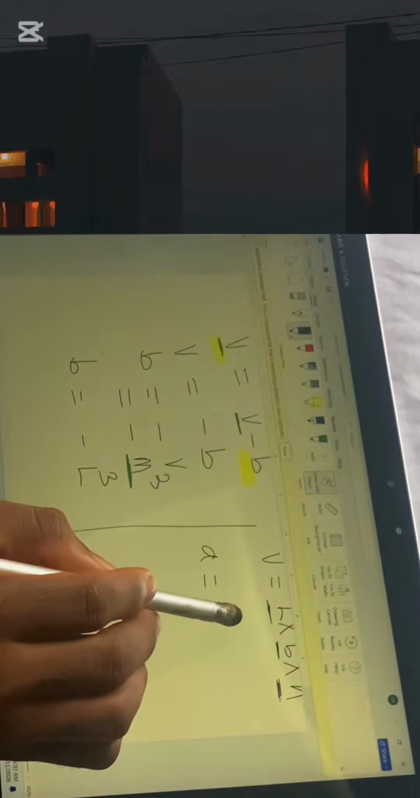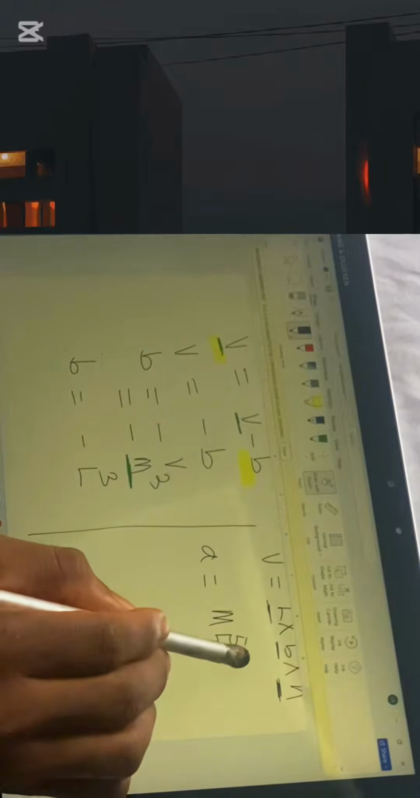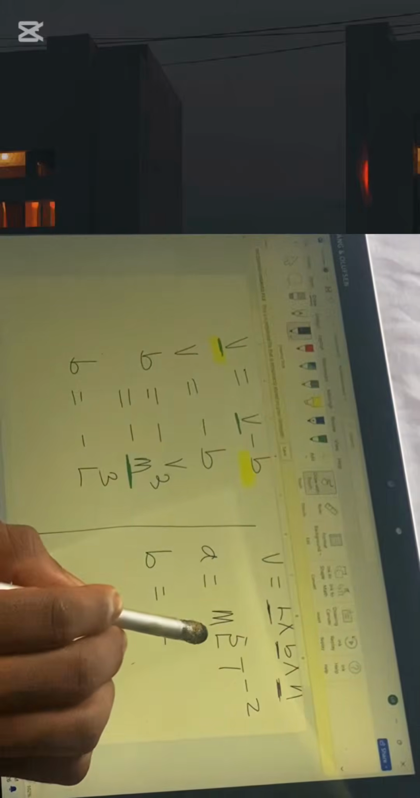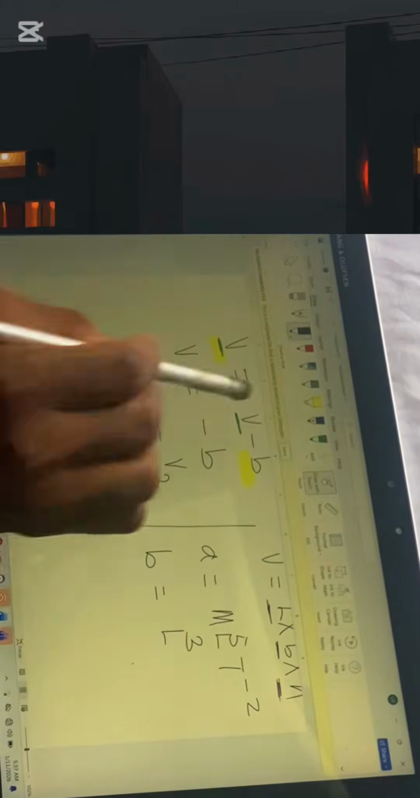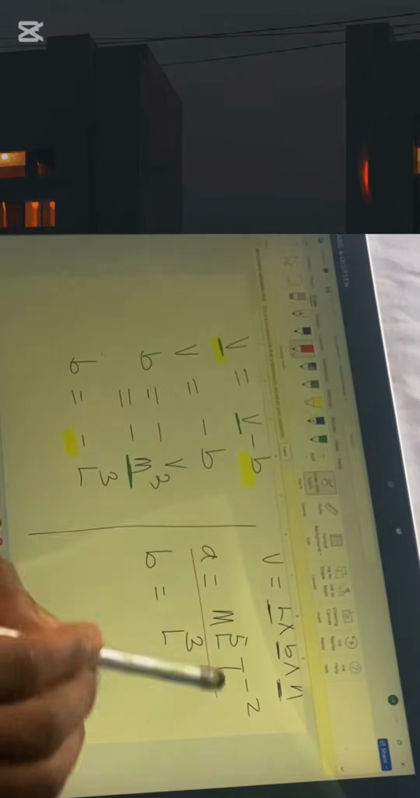So in summary here, in dimension, A is equal to M, L raised to 5, T raised to minus 2, B is equal to L raised to 3. We don't take the negative here, please take note. We don't take the negative, we only take the positive aspect. So this is our answer here.